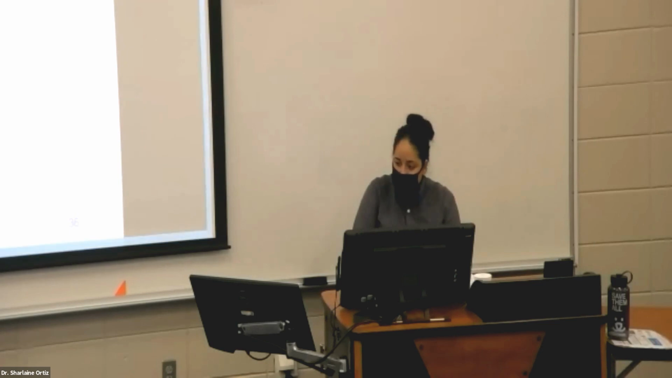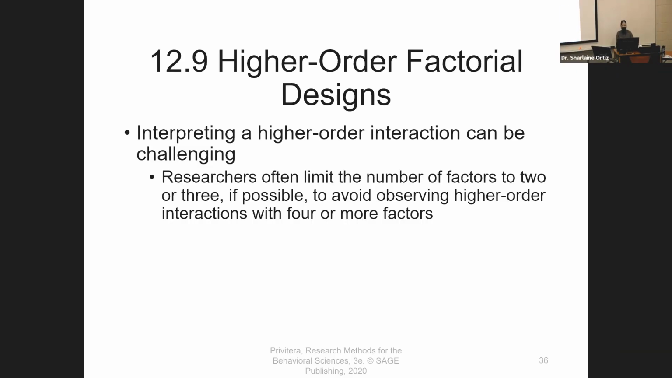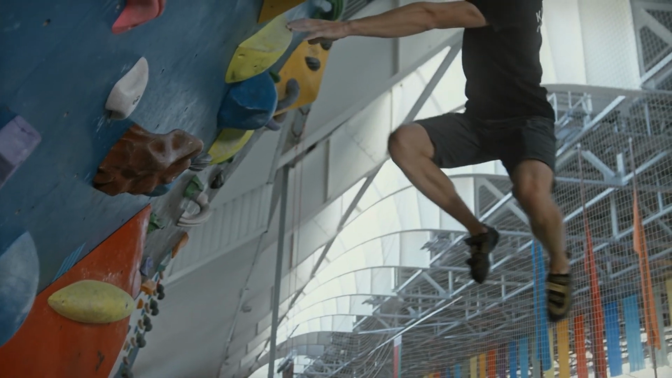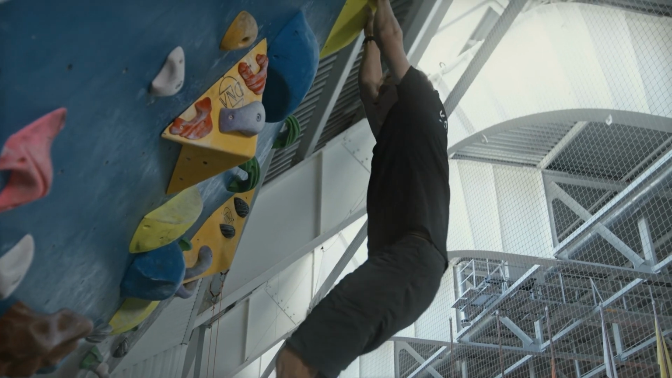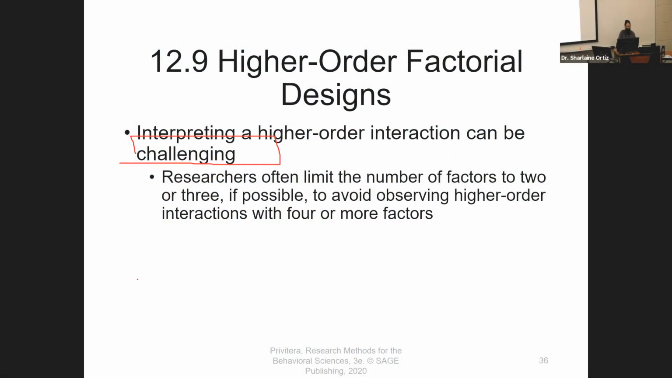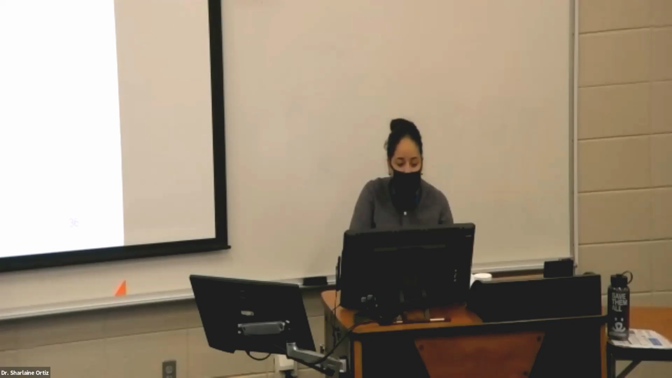Now, when I mentioned that you're going to have higher order factorial designs, remember, we are adding more factors, and because we're adding more factors, not only is that going to increase, of course, the actual main effects, but it can also increase the interactions that we could possibly observe, but that comes at a price. That comes at a price because it is more difficult. It is more challenging to observe all of those interactions.